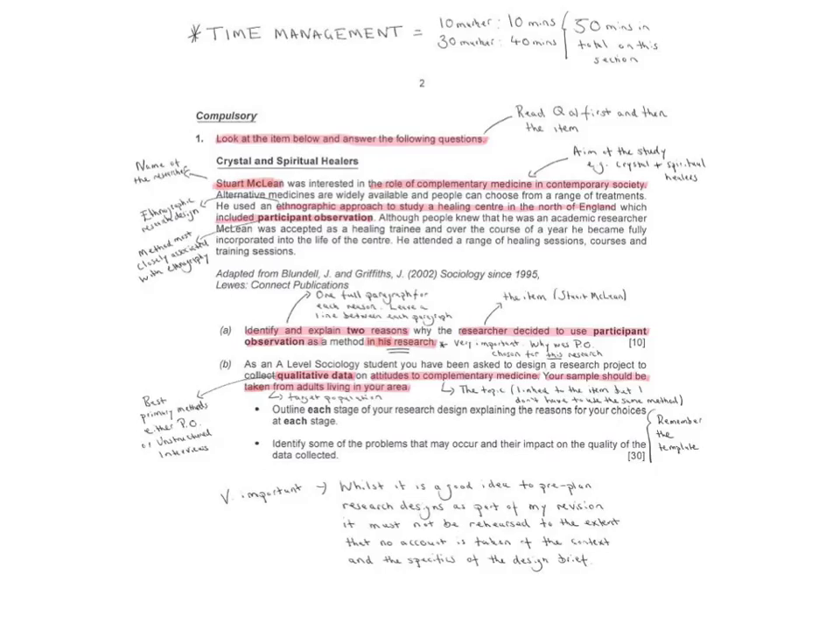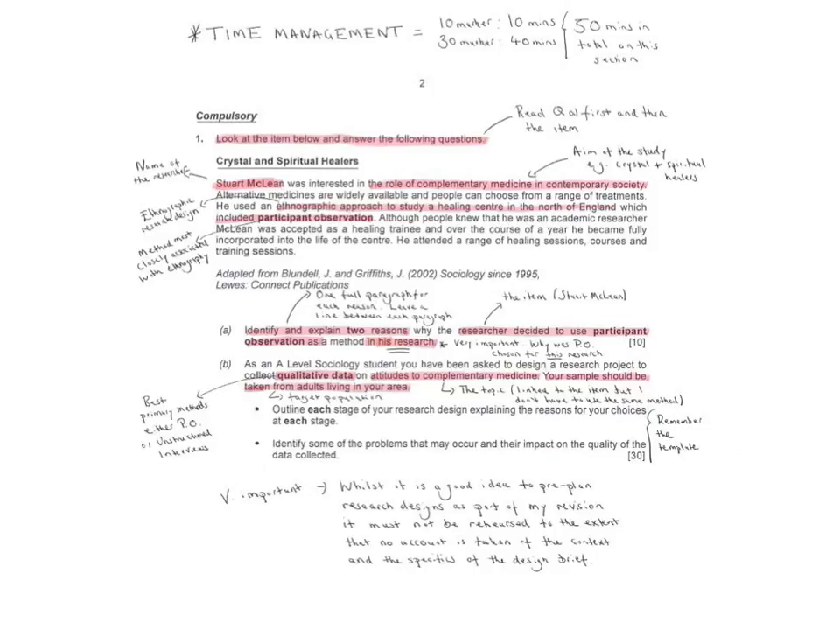So when you begin the exam and you turn over to the first section, you'll see the research methods question, and this is how it will be laid out. There will be an item which will be a short summary of a piece of sociological research, and then 2 questions, a 10-mark question and a 30-mark question.